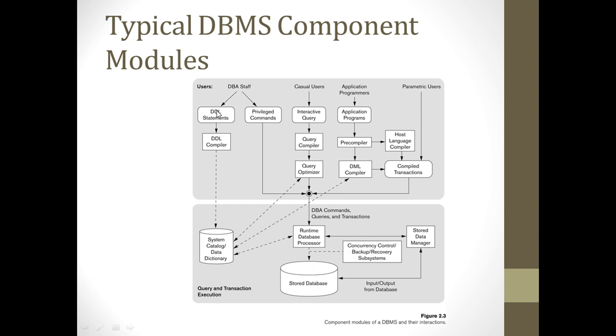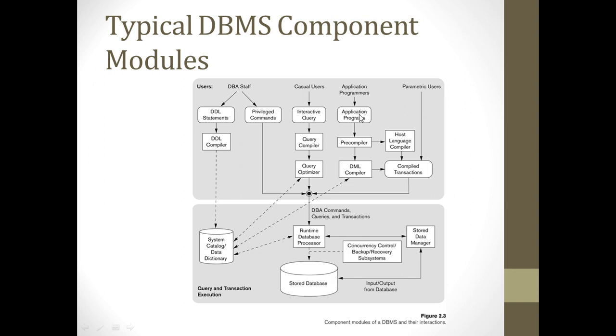The DBA executes DDL commands. These pass through DDL compiler and get stored in the system catalog. They might also run some privileged commands which pass through the runtime DB processor, and then they are stored into the database. The casual users pass a query, passes through query compiler, query optimizer, and then runtime database processor. A processor processes it, and then it gets updated in the database.